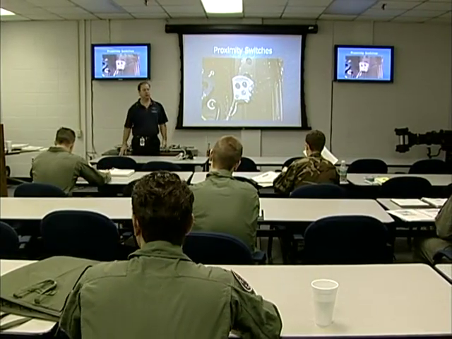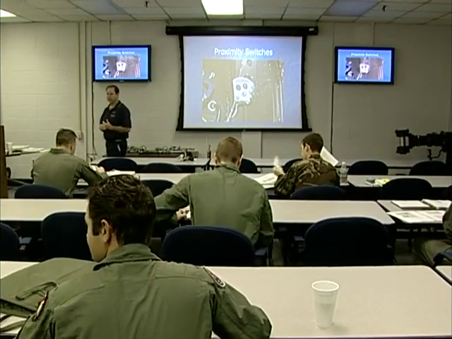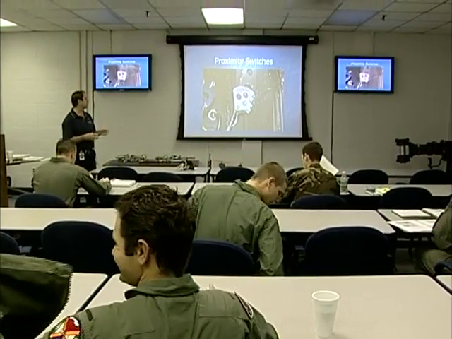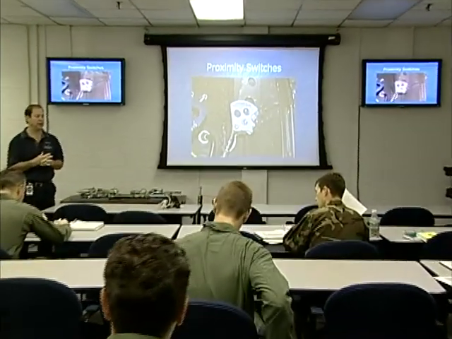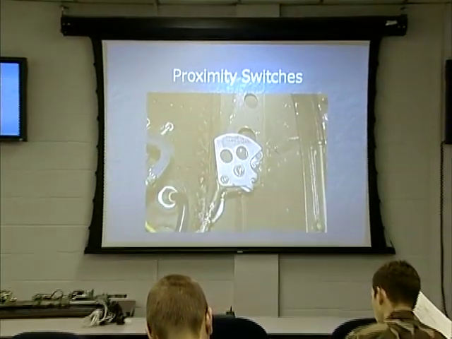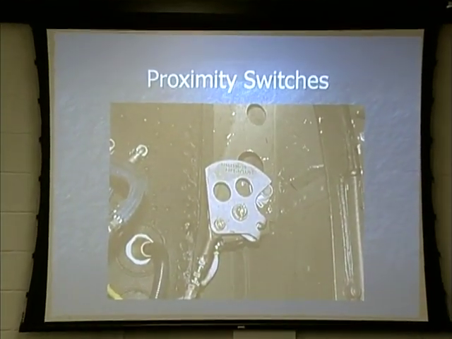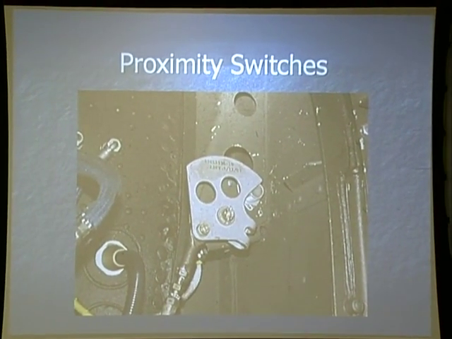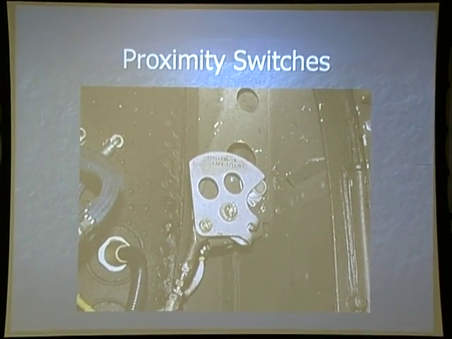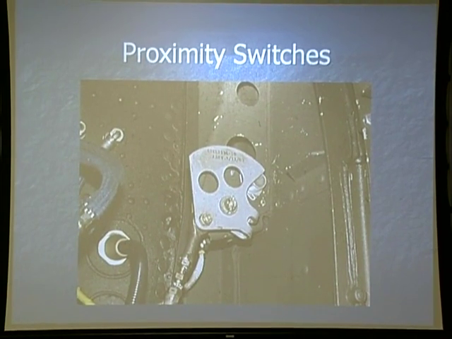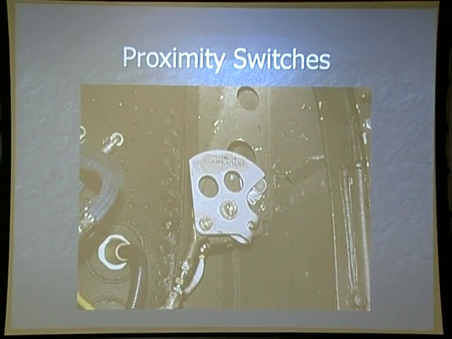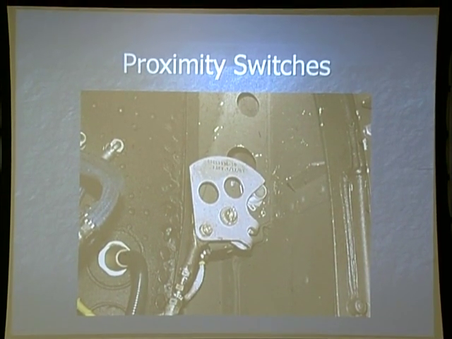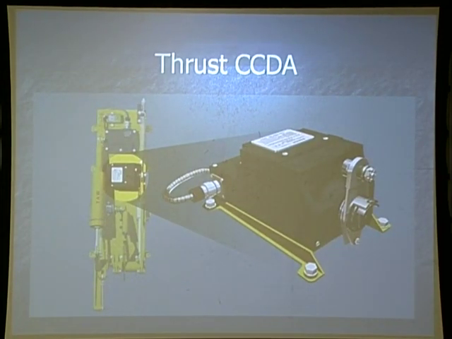So we're going to go ahead and continue on with the advanced flight control system. The last thing we talked about was the aft landing gear proximity switch, and that should take you to page, actually 13 is where we finished off with the ground contact lights on the maintenance panel. Any questions about that? If not, the next thing we're going to talk about is the thrust CCDA.